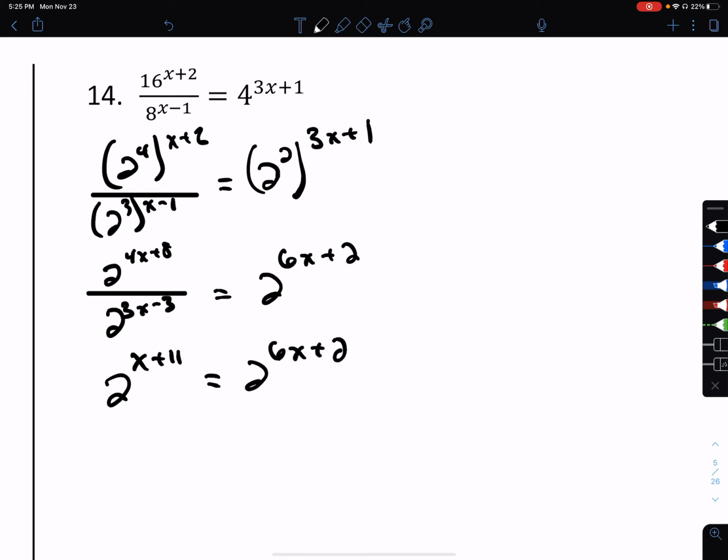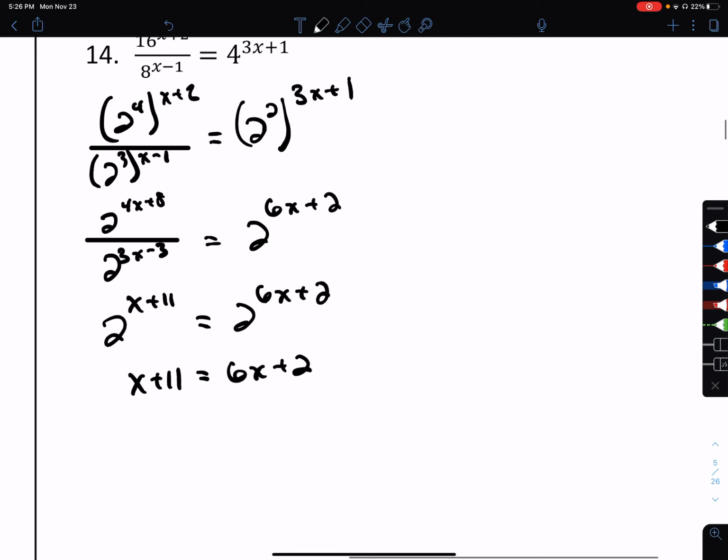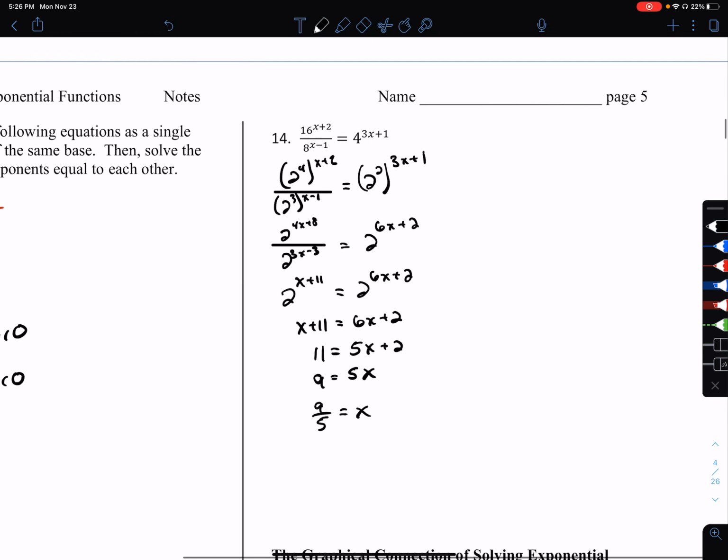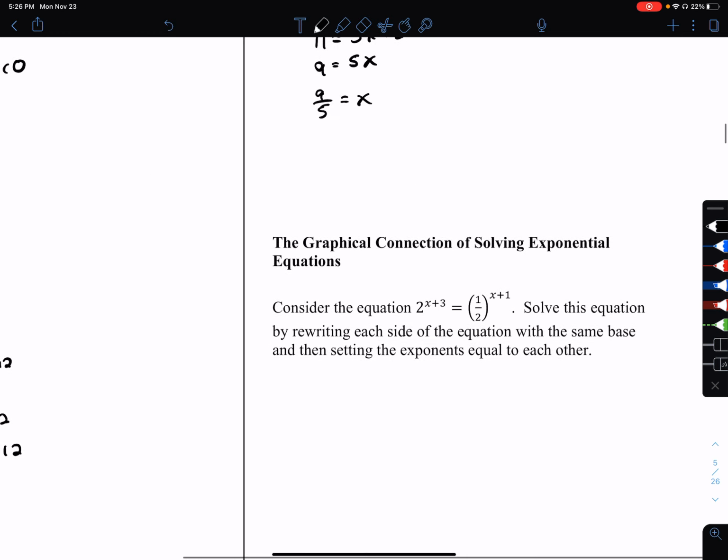Now that I've got each side to be one term and it's the same base, I can set the exponents equal to each other. So x plus 11 is equal to 6x plus 2. If I subtract x from both sides, and subtract 2 from both sides, and then divide both sides by 5, one of my favorite things to do, I get x is 9/5. Let's do one more.